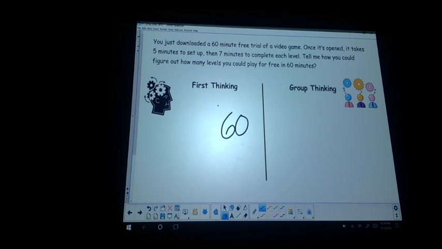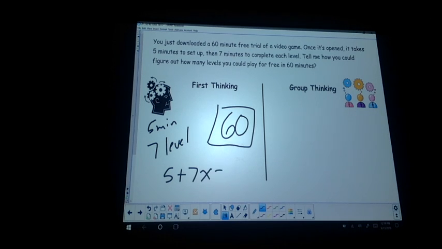All right, so what do you think? 60 minutes. It takes 5 minutes to actually set it up, and then 7 minutes per level. 5 plus 7x equals 60. What do y'all think? Does that work? Yes, sir. So you're guaranteed it takes you 5 minutes to set it up, so you're already getting gypped out of 5 minutes, right?